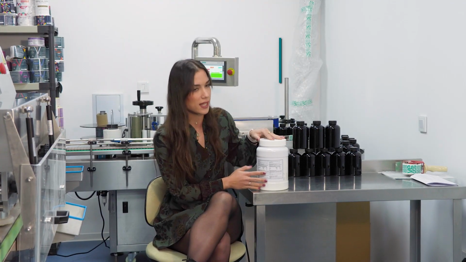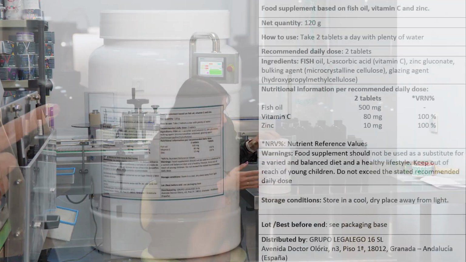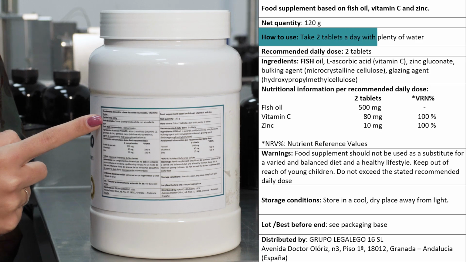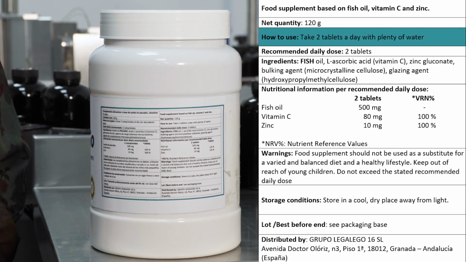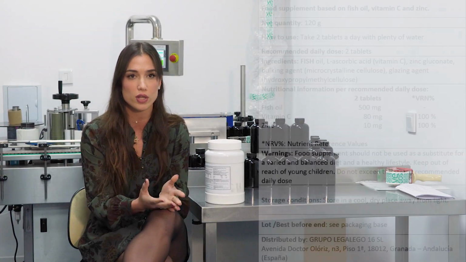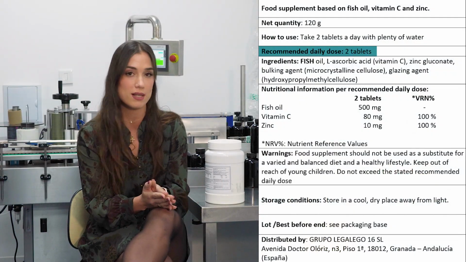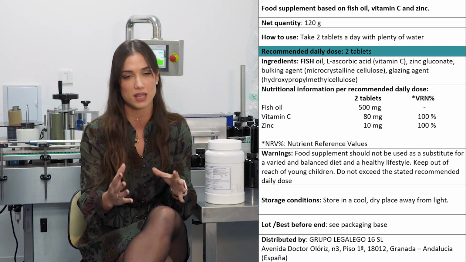Then we have to indicate the direction and the recommended daily dose. The direction is how the product is taken. In this case, it would be take 2 tablets a day with plenty of water. And then the recommended daily dose would be the maximum daily dose that we are going to take. It is 2 tablets, and we don't have to indicate anything else.